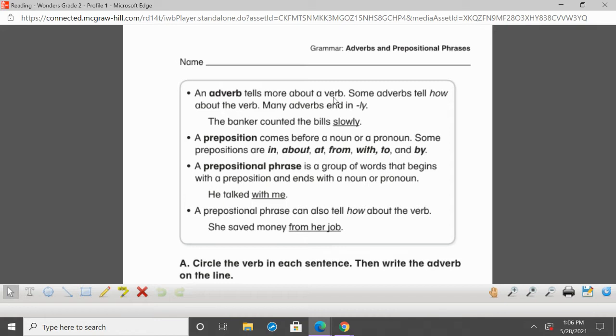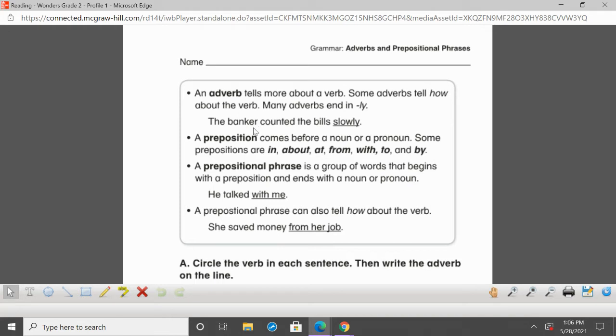So let's first start with an adverb. An adverb tells more about a verb. Some adverbs tell how about the verb. Many adverbs end in ly. So this is a way to describe more about the verb. If you think of an adverb, you see that word verb in there, so that reminds you it's going to tell more about the verb.